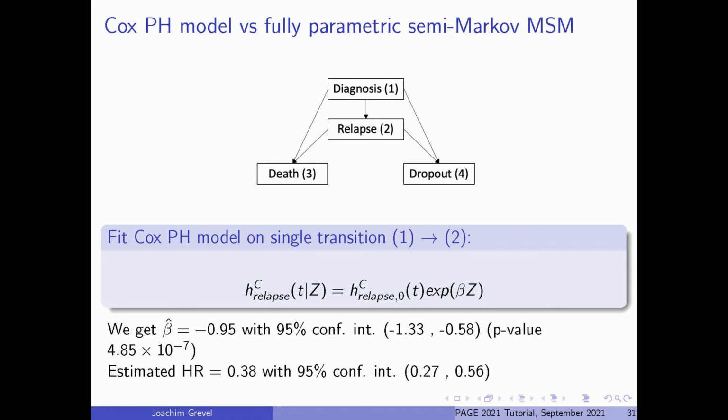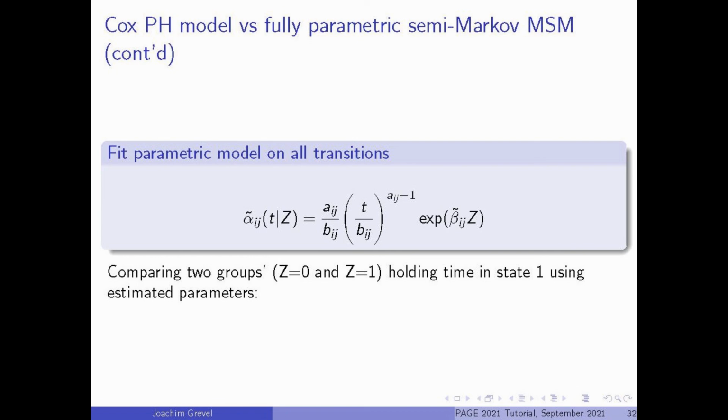While the standard Cox proportional hazard model shows a hazard ratio of 0.38 with 95% confidence intervals from 0.27 to 0.56, demonstrating that active treatment slows the transition from diagnosis to relapse. Yet, this happy effect only applies to a minority of patients, those not dropping out. I am convinced that in the future regulators want to see both types of analysis done in phase 3 trials in oncology, the Cox proportional hazard model and the full parametric semi-Markov multi-state model, tailored to the specific structure of the study in question.